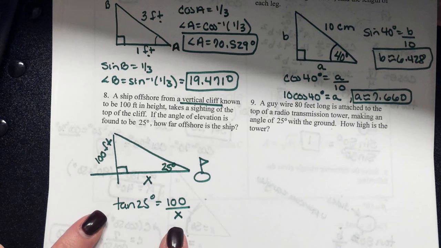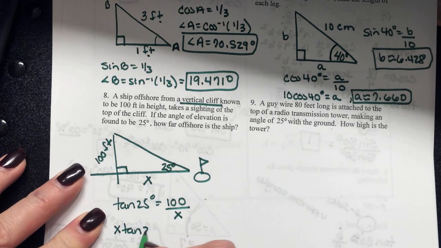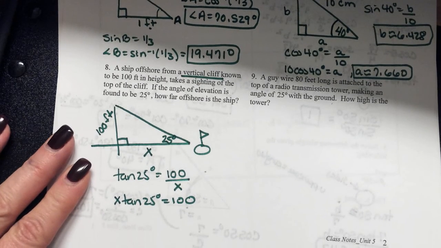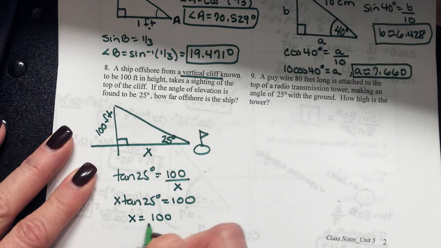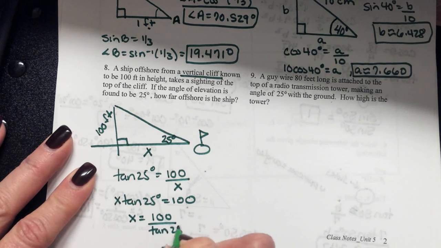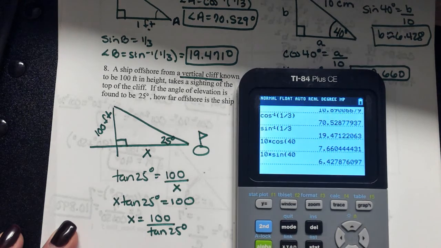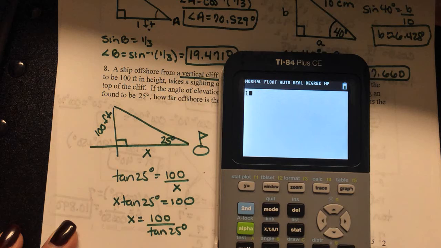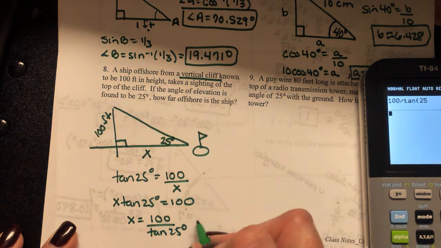What's going to be my first step? Multiply by x. So I have x times the tangent of 25 degrees is equal to 100. Then what? Divide by tangent of 25. So then on my calculator, I'll just type in 100 divided by the tangent of 25. So 214.451.